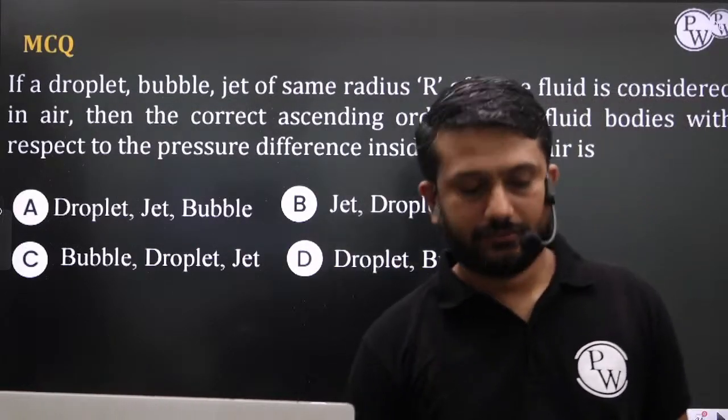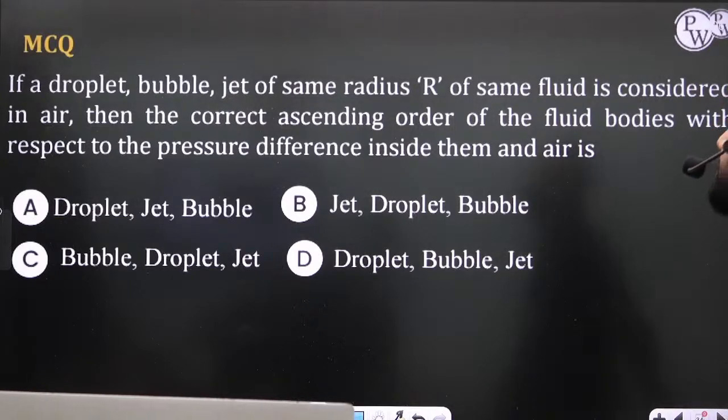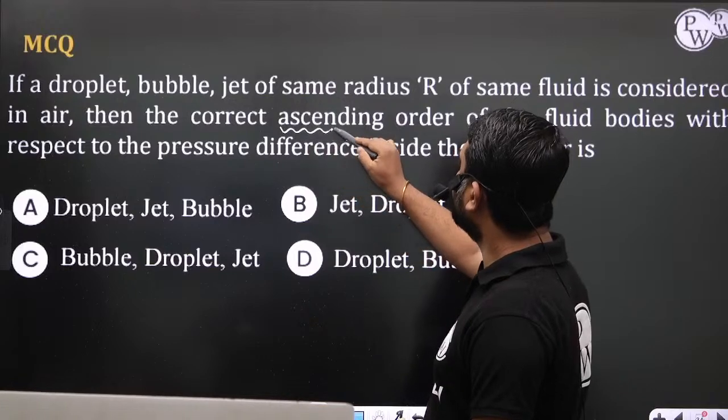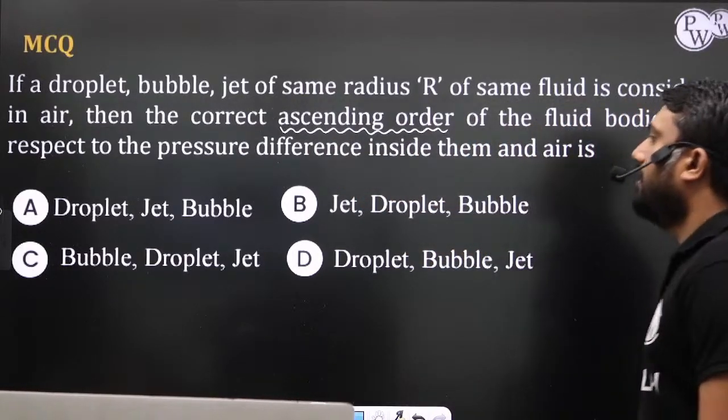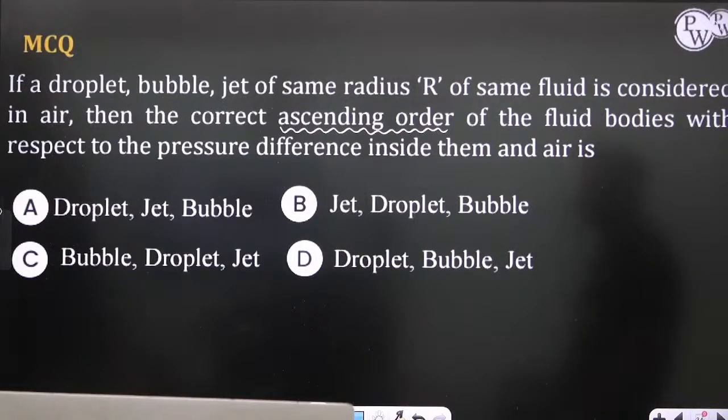Now come to the next question. If a droplet, bubble, and jet of the same radius R of the same fluid are considered in air, then the correct ascending order of the fluid bodies with respect to the pressure difference inside them and air is: droplet, jet, bubble; jet, droplet, bubble; bubble, droplet, jet; droplet, bubble, jet.